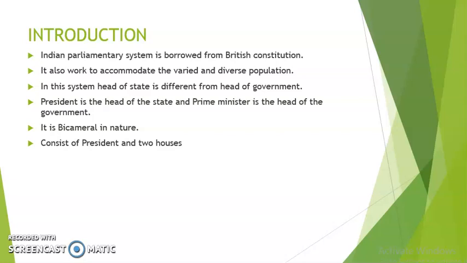The president is the head of the state. Here, state means country, and the prime minister is the head of the government. The parliament is bicameral in nature. It consists of the president and two houses, that is, the upper house and the lower house. The Council of Ministers is directly responsible to the Lok Sabha and stays in office for the entire tenure.